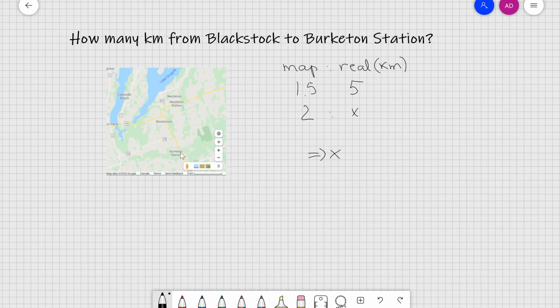Hence, x equals fraction line. Which one is it? 1.5 underneath. 2 times 5 on the top. So 10 over 1.5. Multiply by 10, 100 over 15, divided by 5, 20 over 3, that's 6.7. What was x? X is kilometers, so 6.7 kilometers. That's the real distance from here to here. I just made it up.